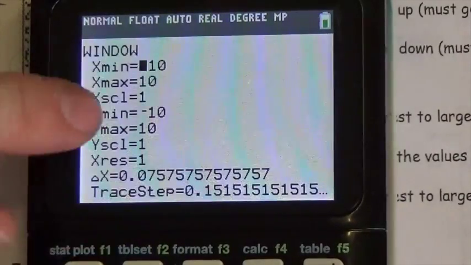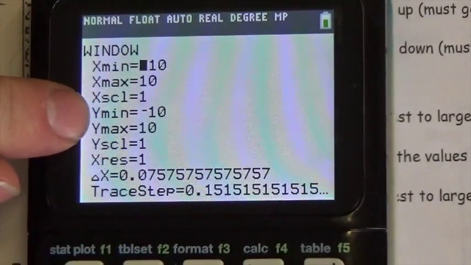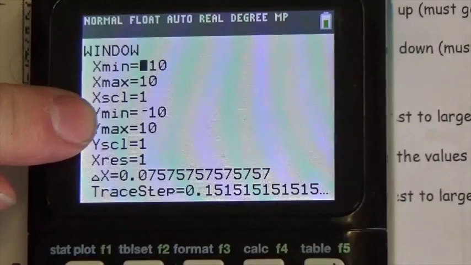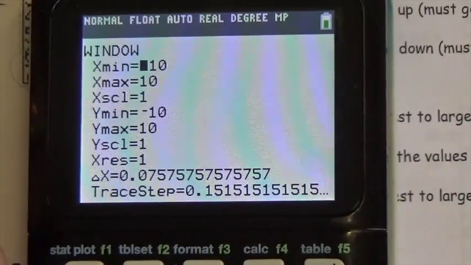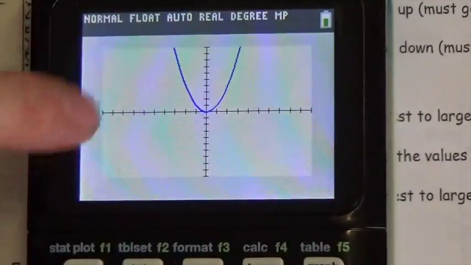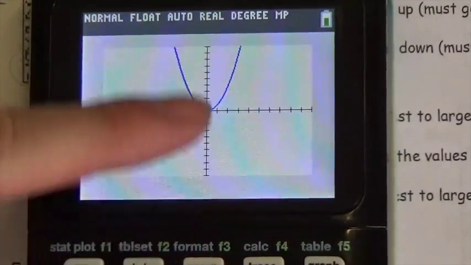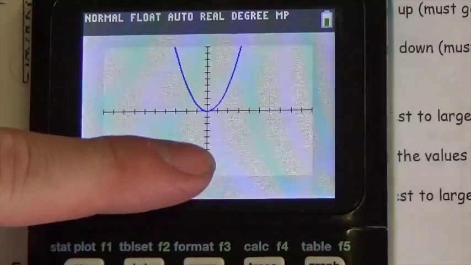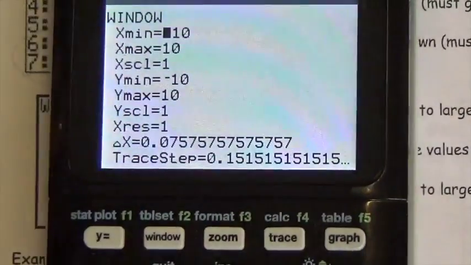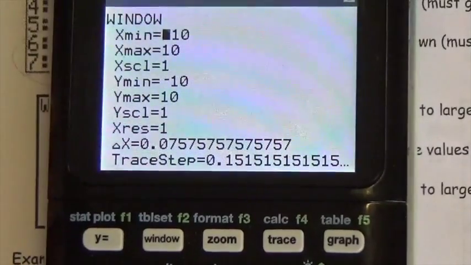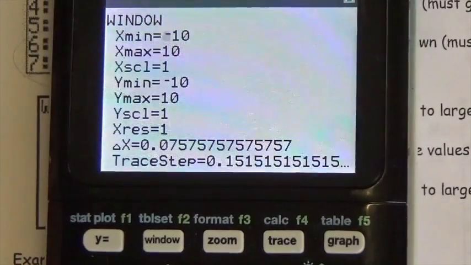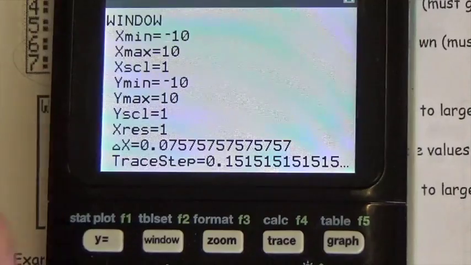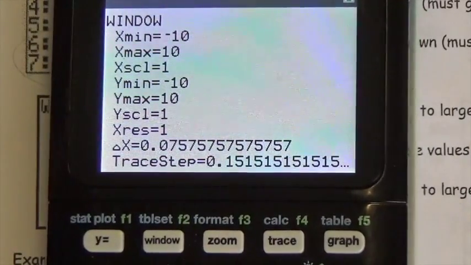If I press window again, it tells me that my y minimum is negative 10, my y maximum is positive 10, and my y scale is 1. And that means down here is negative 10, up here is positive 10, and the scale is going up by 1. Now, there's a little bit of extra information given here. Don't worry about those. They're not going to affect anything that we're doing right now. In fact, they won't be an issue for a while.